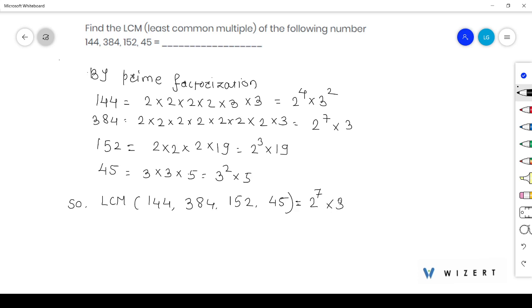Then the highest power of 3 is 3 to the power 2. Again, the highest power of 5 is 1, so it is 5 as it is. And the highest power of 19 is 19 here. So the multiplication of all this is 1,009,440, which is the LCM of the given numbers.